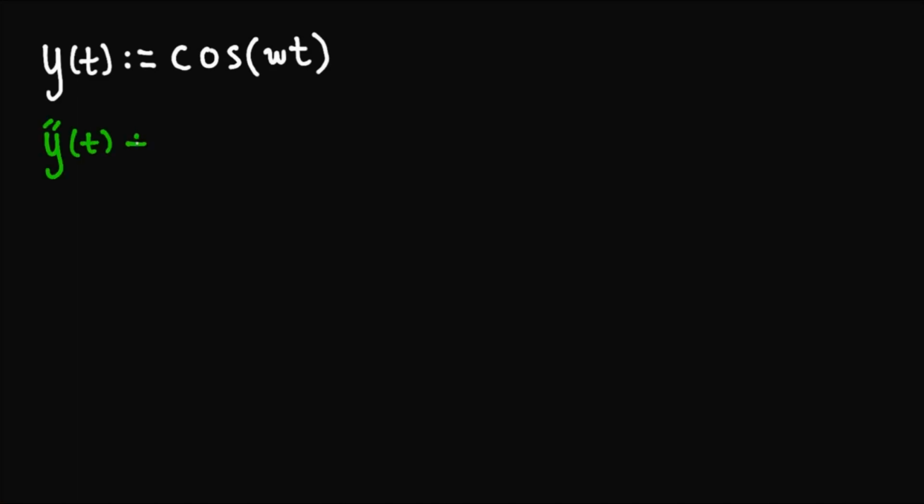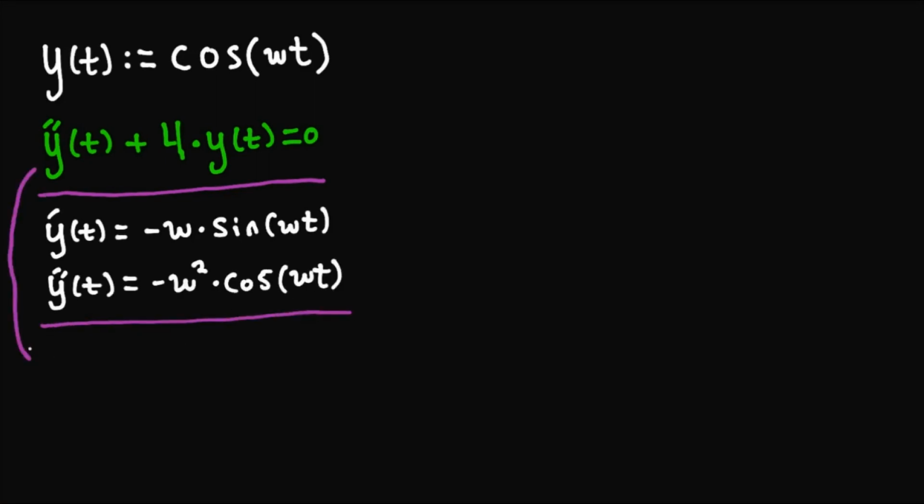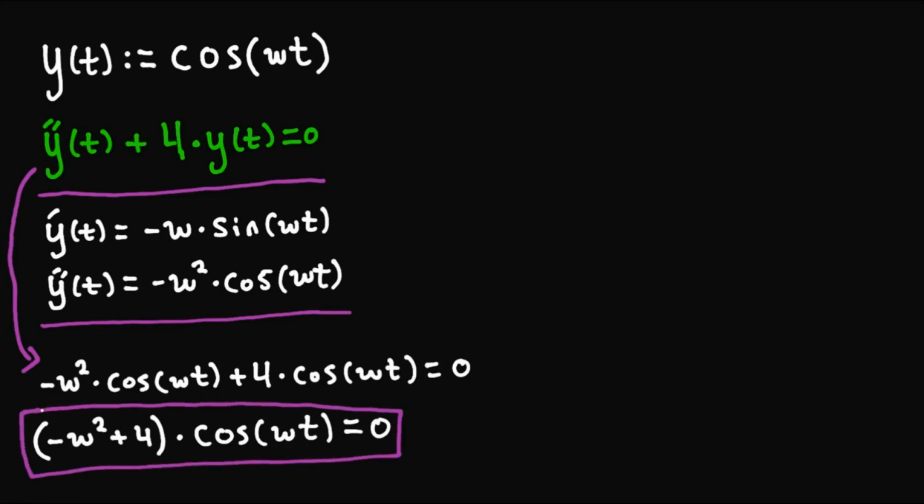How would we know if we had the right value for omega? If our function y of t is equal to cosine of omega t, and it was the right function, it would solve the differential equation y double prime of t plus 4y of t is equal to 0. Computing out y prime of t, we get negative omega sine omega t, then y double prime of t is equal to negative omega squared cosine of omega t. Plugging this into our differential equation gives us negative omega squared cosine omega t plus 4 cosine omega t is equal to 0, which tells us negative omega squared plus 4 times cosine of omega t is equal to 0.